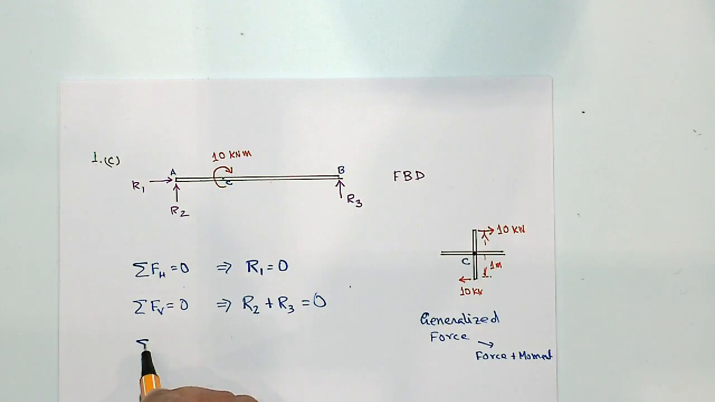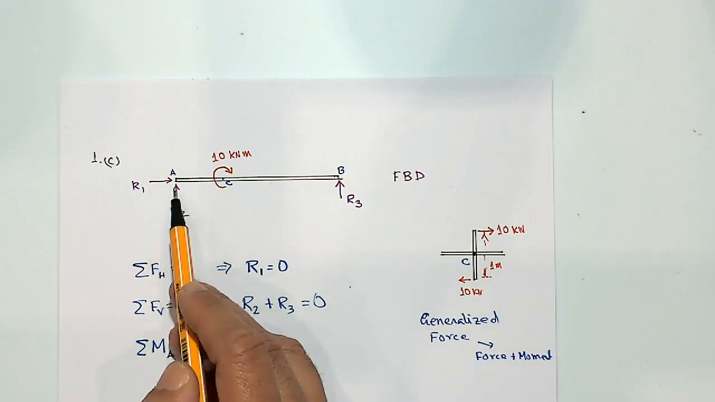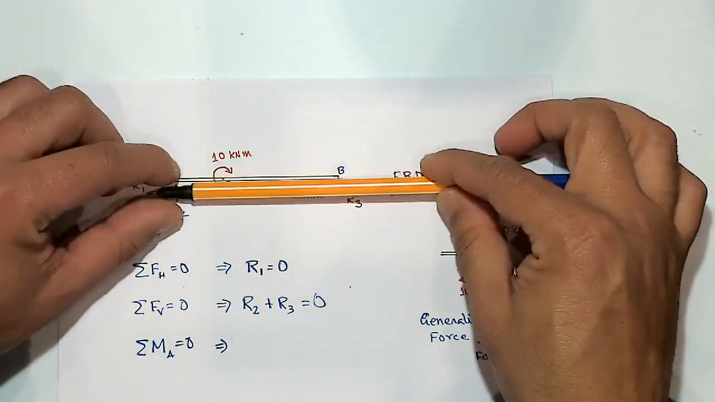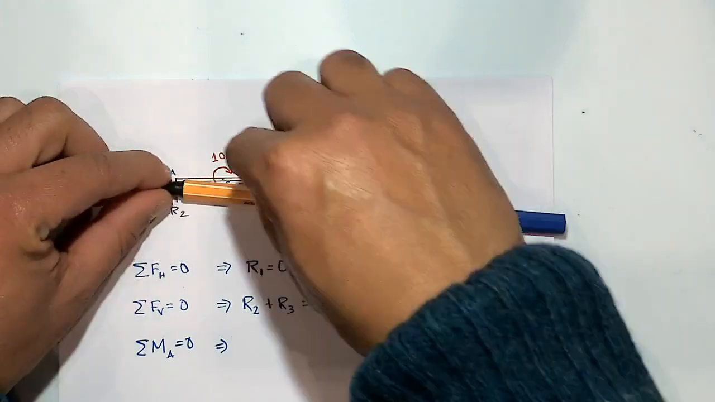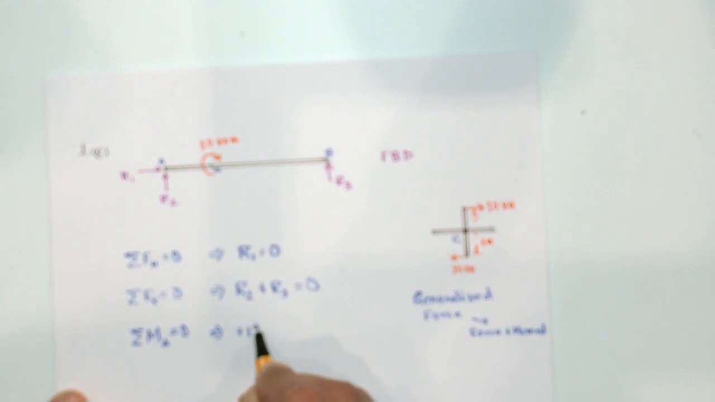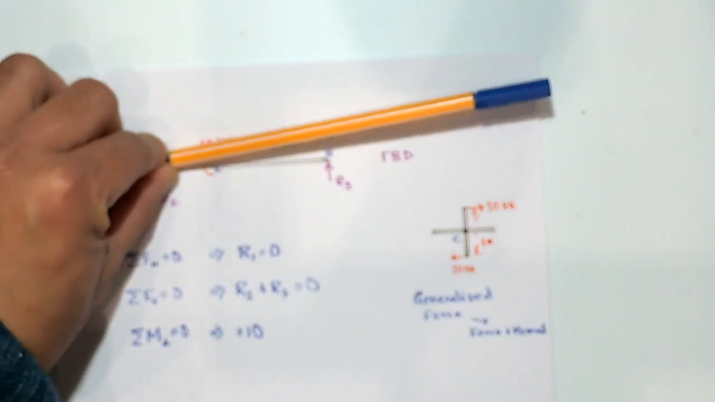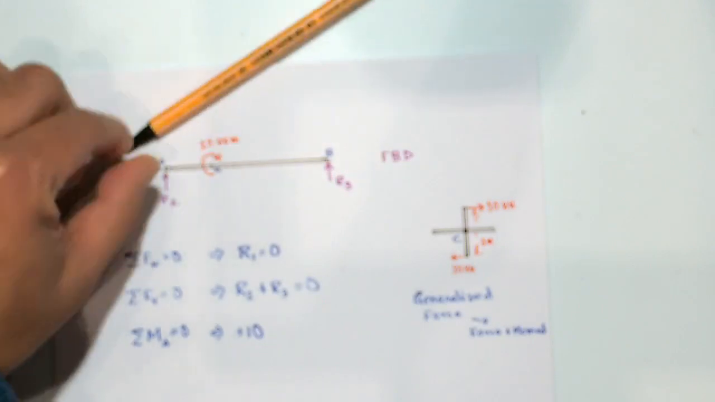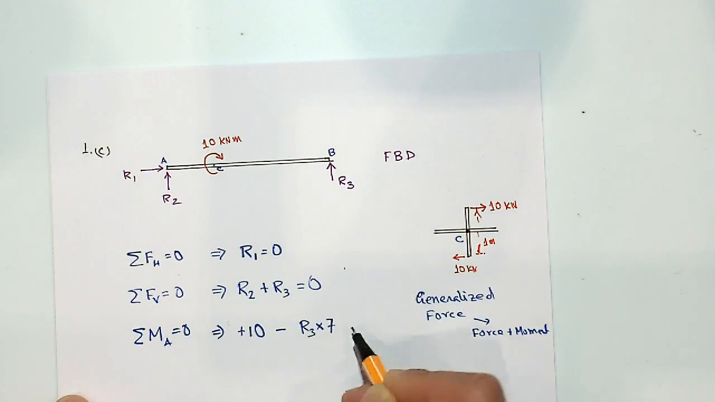The third equation, moment about a point equals 0. We could take moment about point A equal to 0. So this will give me moment due to R1 is 0, moment due to R2 is 0. Now, what about the 10 kilonewton meter moment itself? It is acting as a load, acting in a clockwise direction, so we need to consider that in the moment direction. So that is plus 10. What about R3? R3 would try to rotate the beam in the opposite, anti-clockwise direction. So minus R3 times the distance 7 is equal to 0.